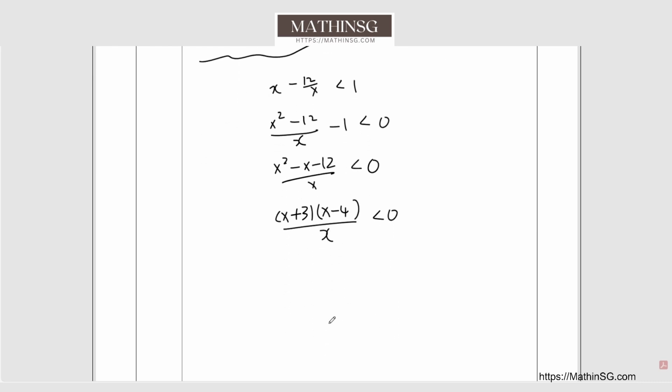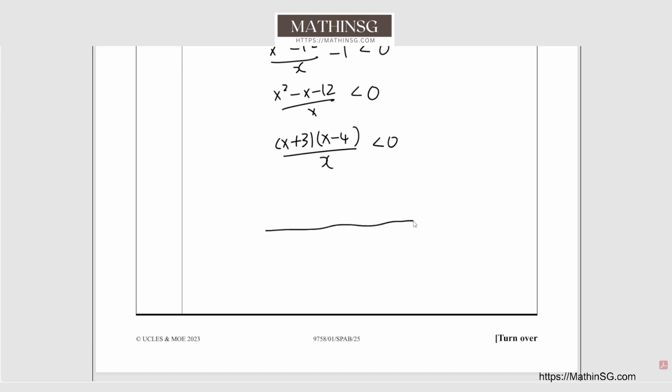Now let's draw out the number line. So we have minus 3, 0, and 4. Because the denominator is x, and x cannot be 0, if not everything is undefined, I first put a white circle. Although for this case, because we are looking at lesser than, not lesser than or equals to, we are not going to include minus 3, 0, or 4. But I always recommend my students to put in the white circle here to make sure that you will not be including it.